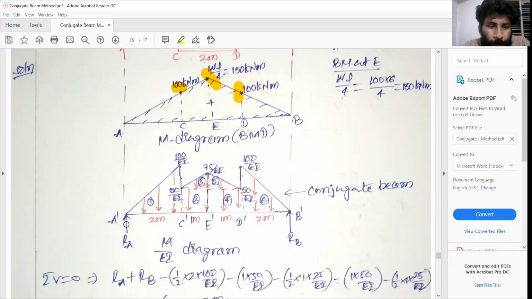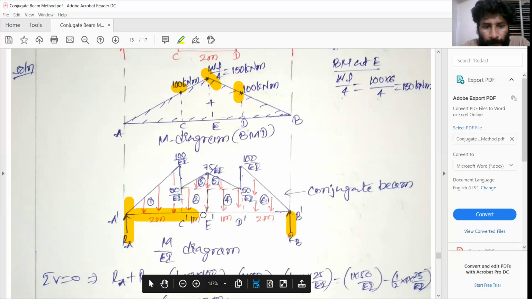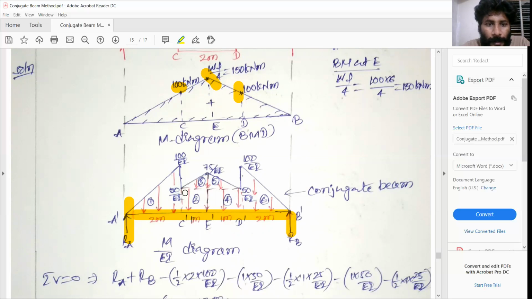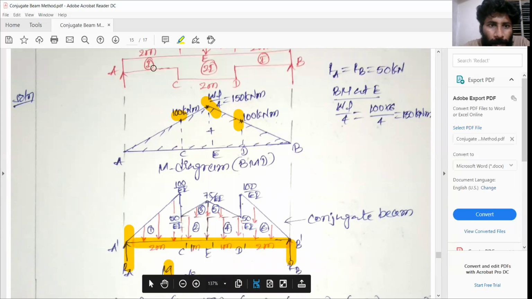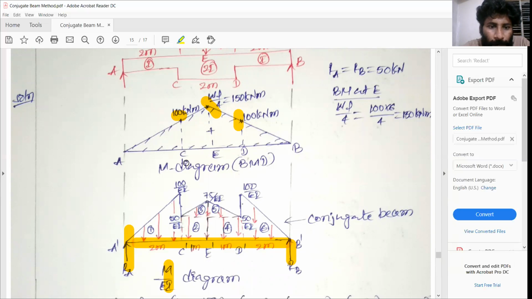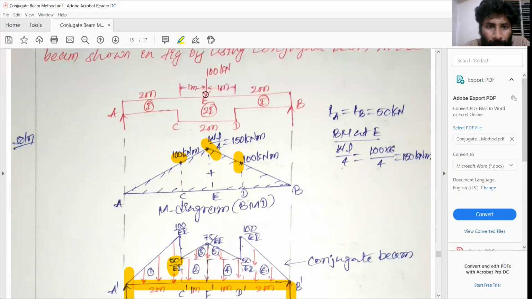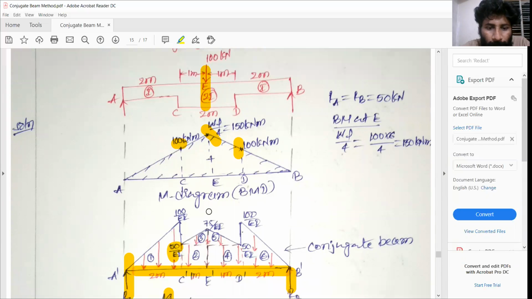You can see that. Now first write the conjugate beam. So this is the conjugate beam. Once the conjugate beam is written, we have to apply the load on the conjugate beam. The load on the conjugate beam is always M by EI. So here we have the M values. M divided by I: 100 divided by I is 100 by I. Then again 100 divided by 2I is 50 by I. Again it's 150 exactly at this section, and 150 divided by 2I is 75.